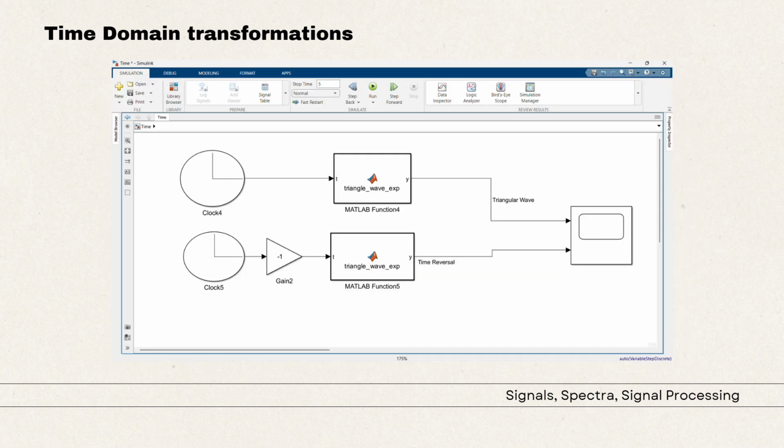For time reversal, we modify the input to the waveform function by multiplying the time vector by -1. In Simulink, this is done using a product block that multiplies the time signal by -1 before it enters the waveform generator. This causes the waveform to reflect across the vertical axis, creating the reversed signal as seen on the scope.